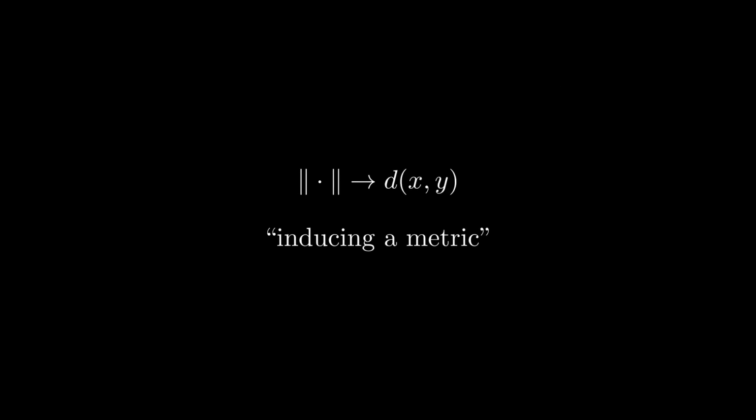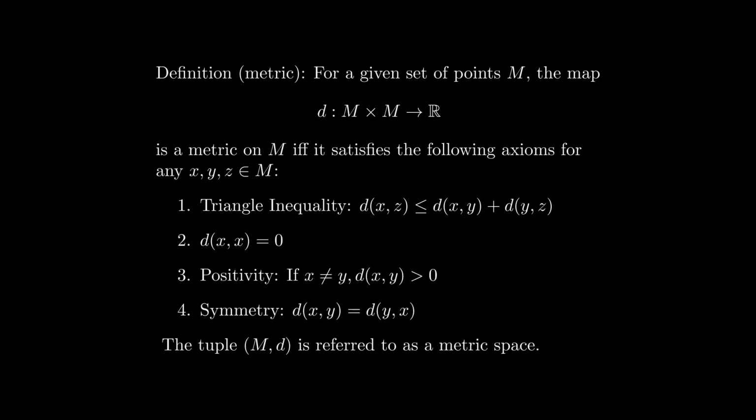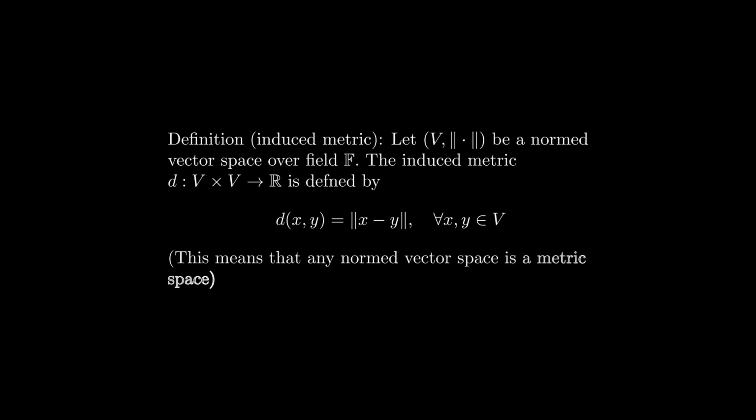Formally, this is called inducing a metric. A metric is simply a function which obeys the triangle inequality, is symmetric under interchange, and the distance between 2 points is greater than or equal to 0, with equality if and only if the 2 points are equal. As you can see, this is very similar to the conditions we imposed on a norm. Consequently, given a norm, we can define the induced metric as the norm of the difference of the two elements.